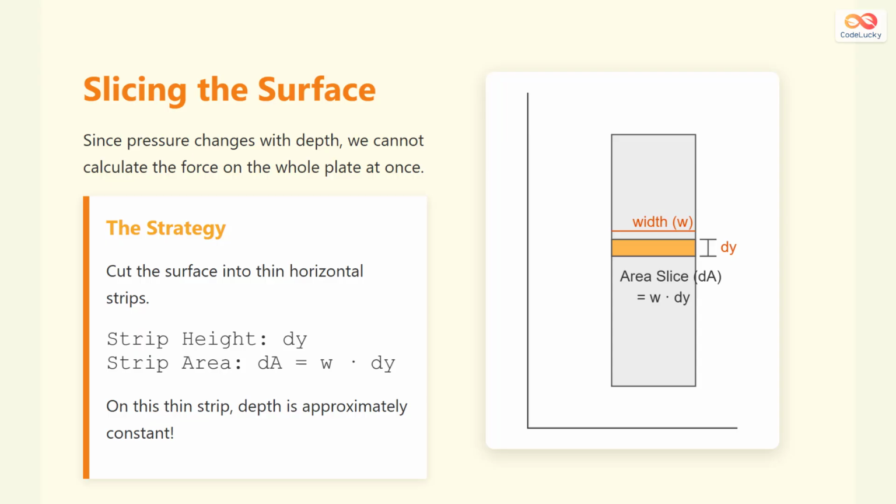To solve this, we use the strategy of calculus, slicing. We imagine cutting the vertical surface into infinitely thin horizontal strips. Why horizontal? Because along a thin horizontal strip, the depth is approximately constant. We define the height of this strip as dy and its area, dA, as the width times dy. This small slice allows us to treat pressure as a constant value for that tiny area.